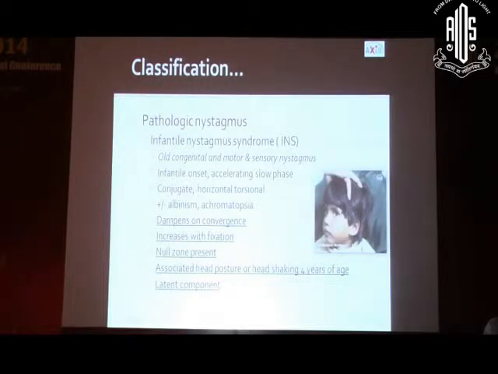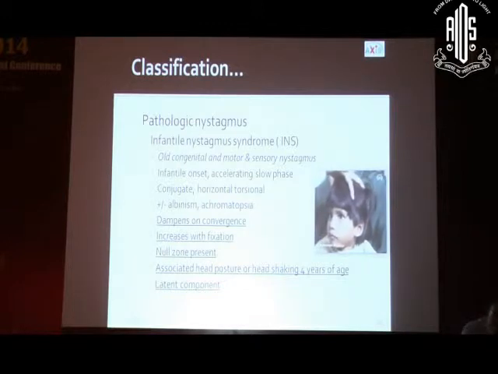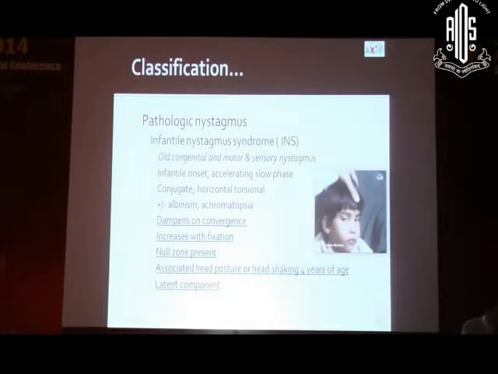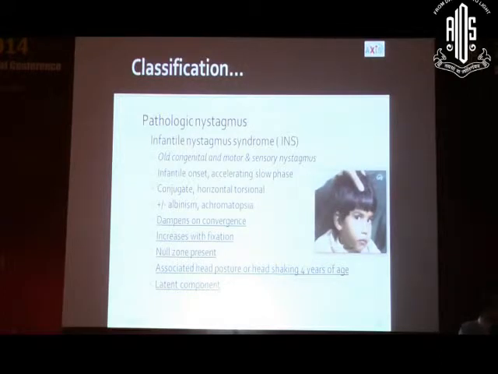So let's look at this particular child. This child has a head posture. When the child is turning the face to the right, you can see there is a lot of nystagmus. In straight gaze again there is nystagmus. But when the child turns the face towards the left, or there is a head turn to the left, the nystagmus reduces. So there is a null zone present, and this child has an associated head posture. And it also has a latent component.